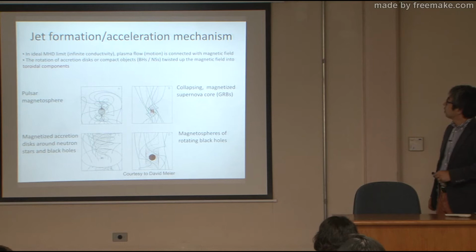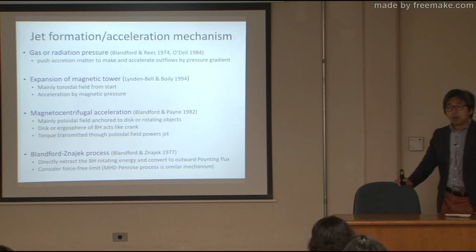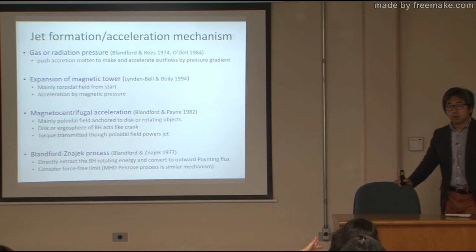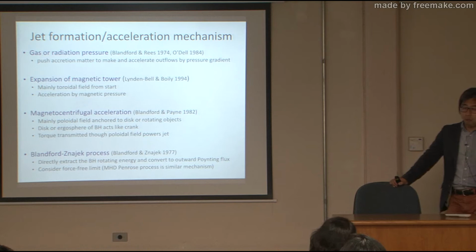A comment. You classified this also in the magnetocentrifugal acceleration, the fact that magnetic field lines in the ergosphere of the black hole, divided by the accretion disk rotation, would be Blandford-Payne. But if this energy is transferred to the ergosphere field lines by the spin of the black hole, it should essentially be Blandford-Znajek. Isn't that so?